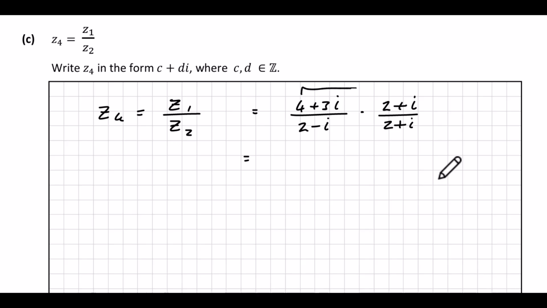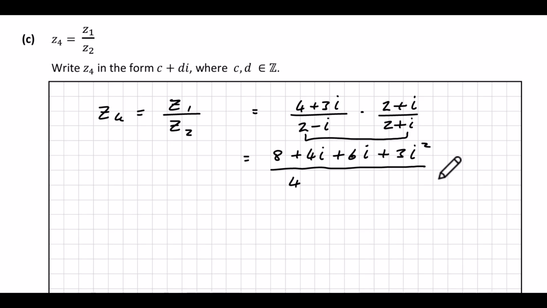We've got to multiply 4 by 2, so 2 4's are 8. Then we multiply 4 by i, so that's plus 4i. We multiply plus 3i by 2, so that's plus 6i. And then we multiply plus 3i by plus i, so that's plus 3i squared. On the bottom then we do the same thing again. So we multiply 2 by 2, which will give us 4. Multiply 2 by plus i, so that's plus 2i.